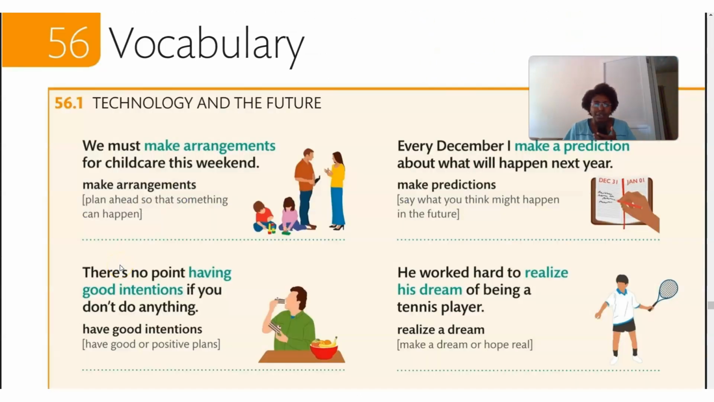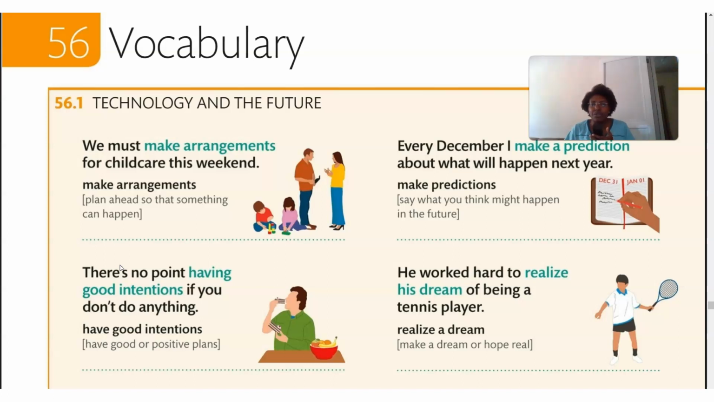We're going right here to 56, vocabulary. So I'm not going to read every single sentence. We're just going to touch on a few of them. In green are the expressions we'd like you to know. So make arrangements, make a prediction, having good intentions, realize his dream.